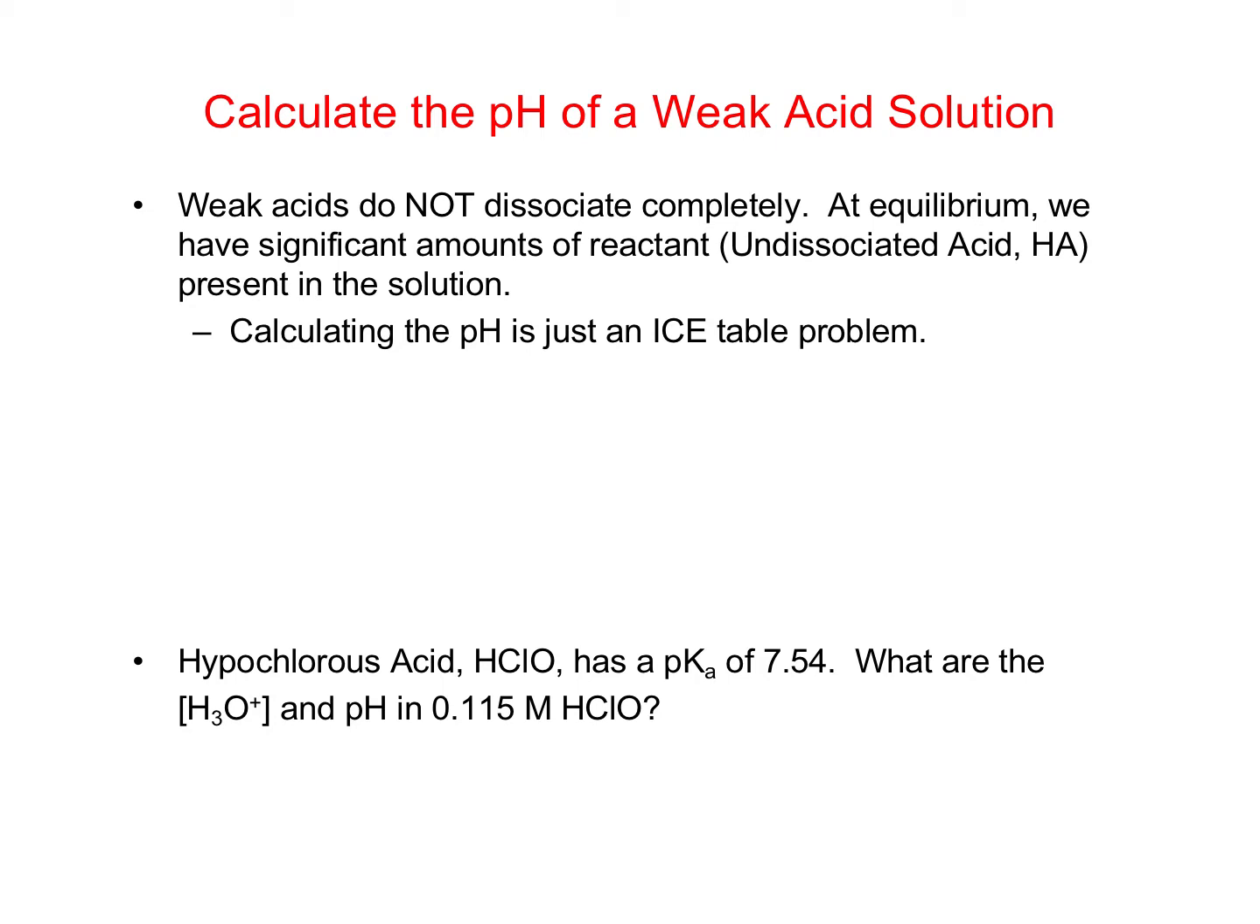So we know that weak acids do not dissociate completely. At equilibrium, we have significant amounts of reactant, the undissociated acid, still present. In fact, we have mostly undissociated acid present. Weak acids only dissociate a small amount. So if we have a generic acid, we'll call it HA, I'll write the equation for its dissociation.